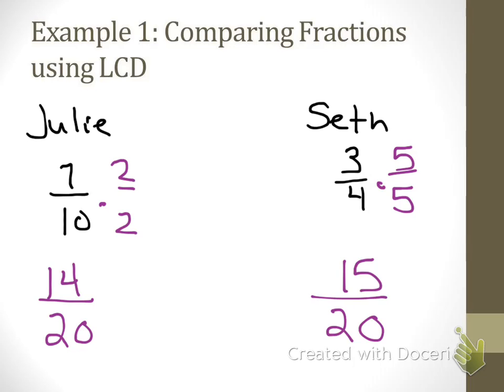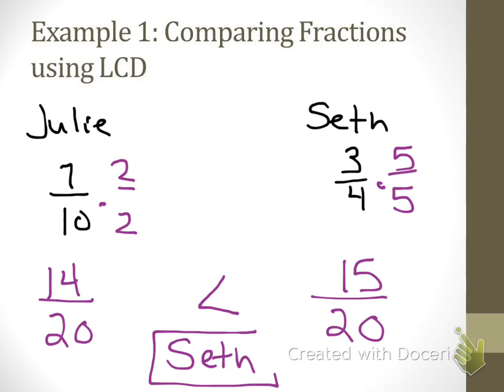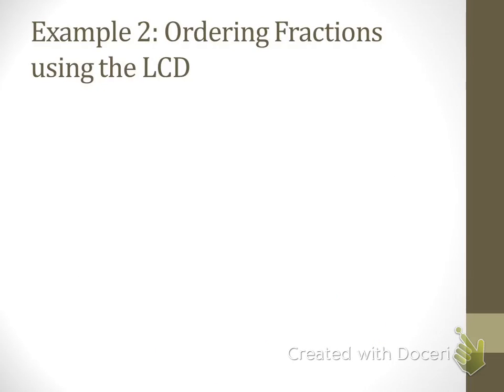Now that you're comparing fractions with the same denominator, you can say that who kayaked the greater distance? Seth. So you would put a less than sign there, and basically you would answer it Seth did. Since they were asking who kayaked the greater distance, Seth would be your answer, and you would say that 15 over 20 is greater than 14 over 20. So the less than.